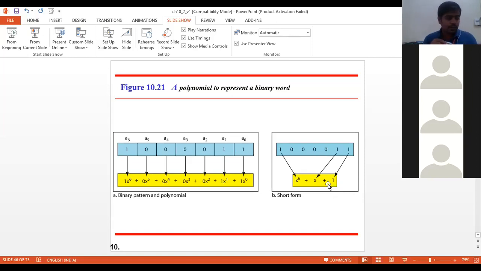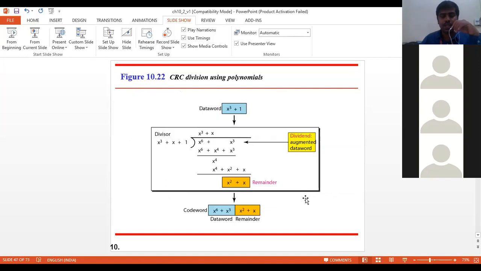Okay. Once you convert that, then here also the division has to be done. So here I have taken one more example. This is a different example, don't get confused with that. The data word in this case he has directly given in polynomial only. In some cases he will give you the data in digital and ask you to convert to polynomial. In some cases he will only give the data in polynomial.